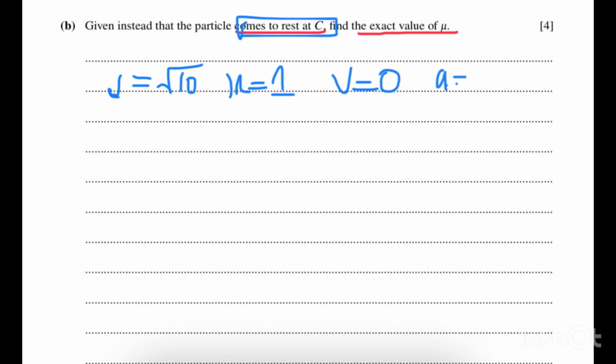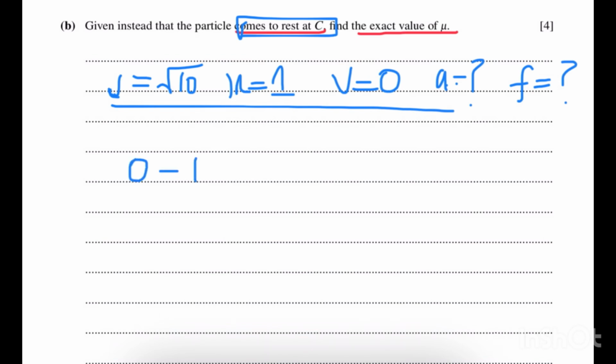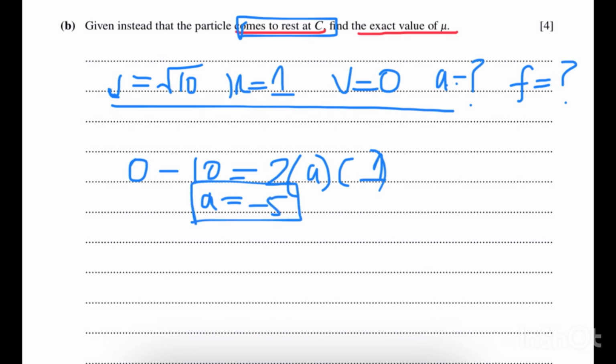Again, we don't have the acceleration, and we don't know the value of friction as well. Since we're talking about the journey from B to C, there will be a component of friction. So we can use this information in order to find the value of the acceleration. So v squared, which is 0, minus under root 10 squared, which is 10, is equal to 2 multiplied by the acceleration times 1, which is the distance. That means that the acceleration is equal to minus 5 from B to C.